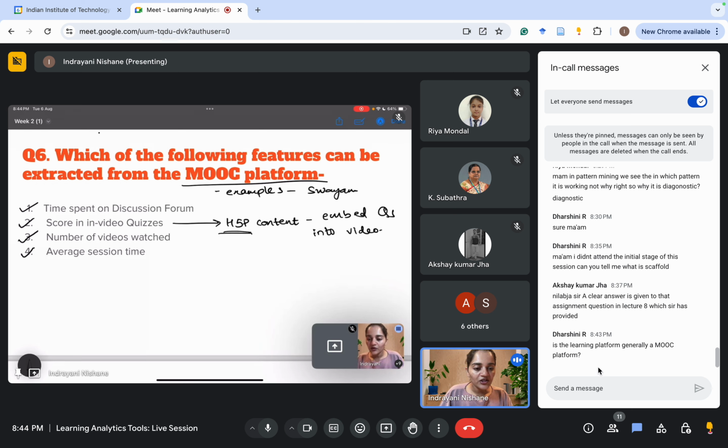I'm reading the question in the chat box. Is the learning platform generally a MOOC platform? So no, MOOC is massive open online content.